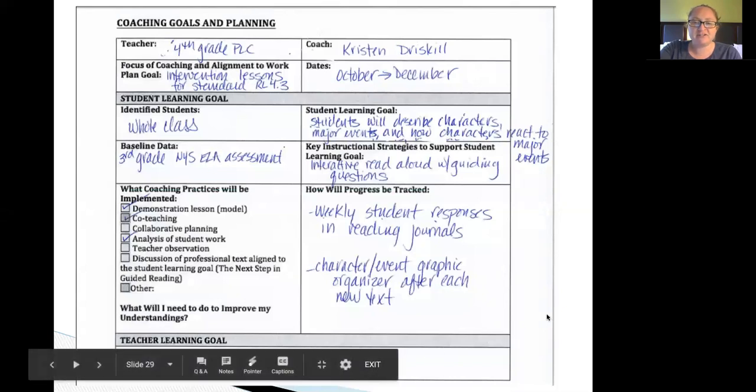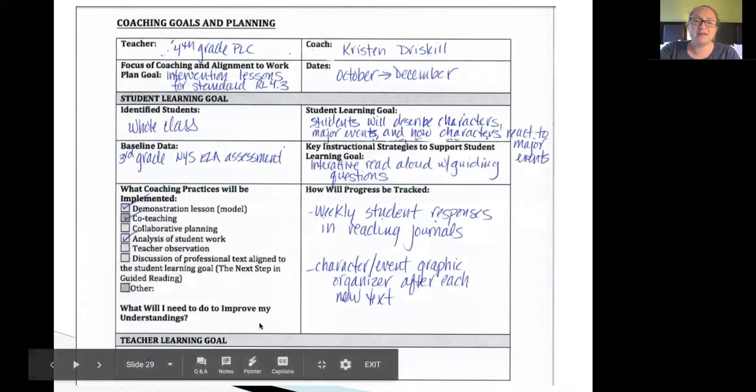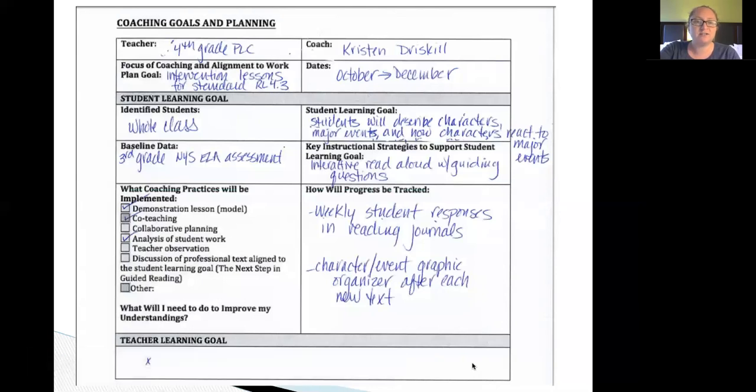And every teacher down here had their own teacher learning goal. Even though they were all working towards the same goal for students, some of them wanted to work more towards crafting better questions. I remember one in particular wanted to work on management within an interactive read aloud. Another one actually wanted to work on how she reads aloud. She felt like she was a little too monotone and read too quickly that students weren't following along.